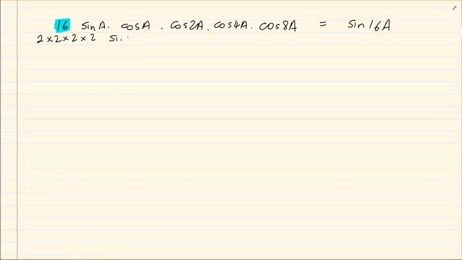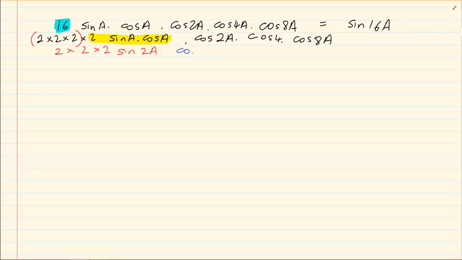And then we have sin A cos A times cos 2A cos 4A cos 8A. The biggest giveaway was 16. Now look at what we have. What does 2 sin A cos A give us? That part gives us sin 2A. Now we still have our 2 times 2 times 2, and then we have cos 2A, cos 4A, and cos 8A. Look again.